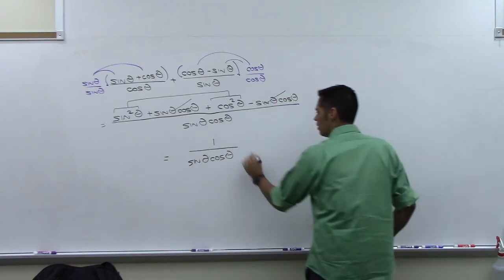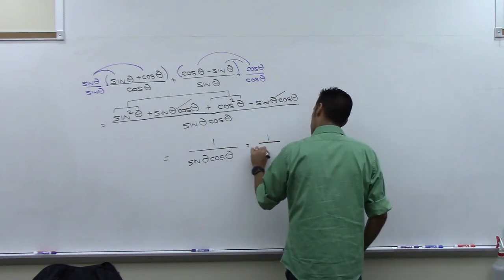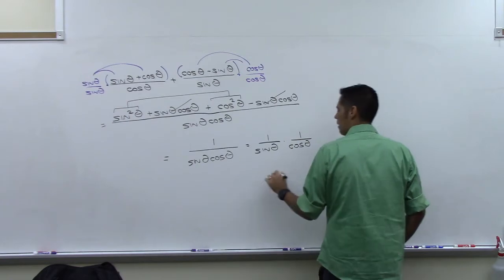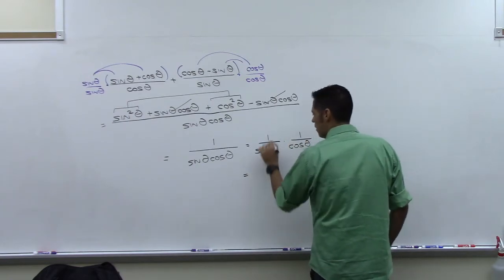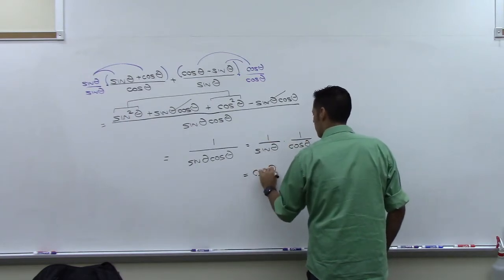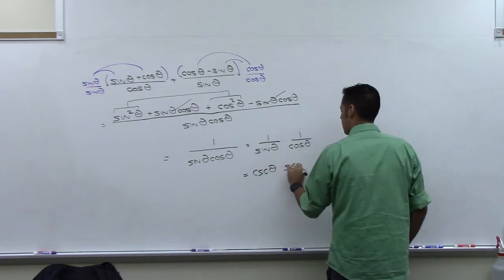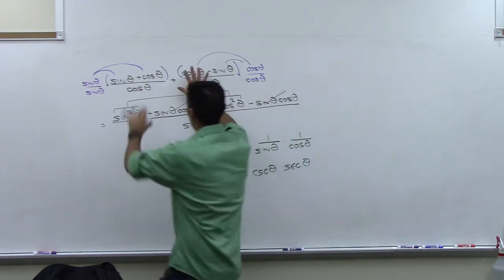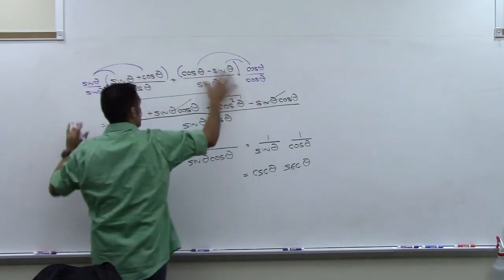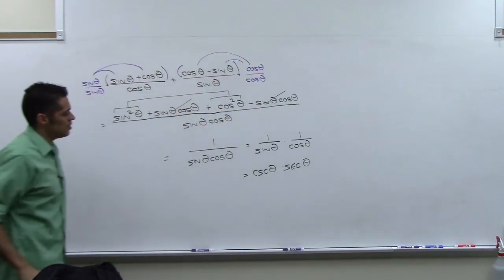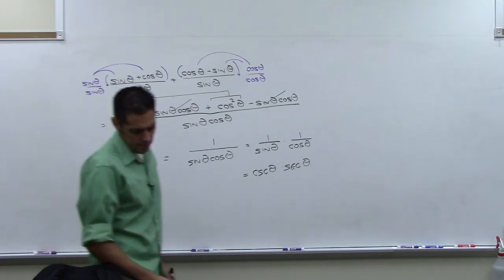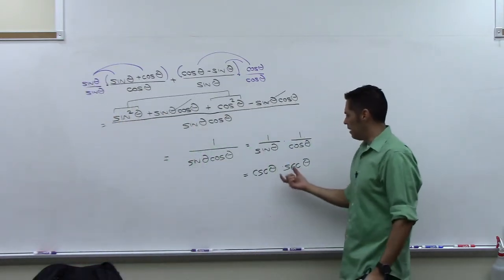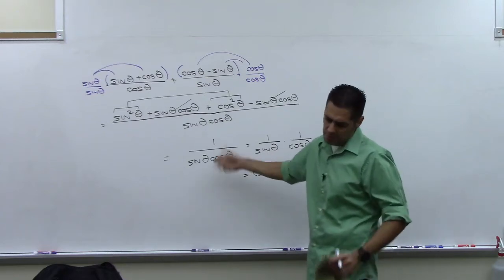Now I could, if I want to, not sure what the book does here, split this into two fractions. And this is cosecant theta, and this is secant theta. So you could say that this ugly expression that we started with, before I put all this other junk in, this and this together, is just cosecant theta times secant theta. No, they did not do that. They left it as this. Okay, either way.